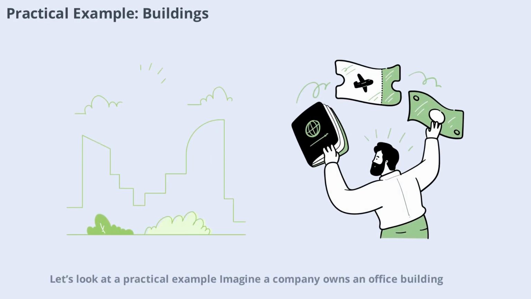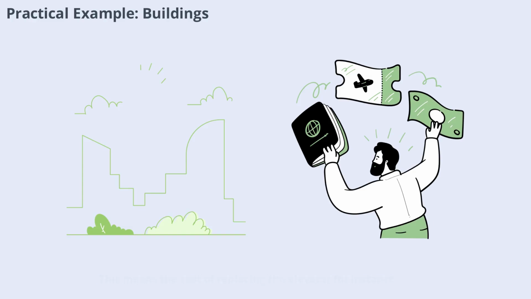Let's look at a practical example. Imagine a company owns an office building. The building itself, the elevators, and the air conditioning system all have different expected lifespans. Instead of depreciating the entire building as one asset, the company recognizes each major component separately. This means the cost of replacing the elevator, for instance, is accounted for when it actually happens, rather than being spread over the life of the whole building. This approach leads to more accurate financial statements.